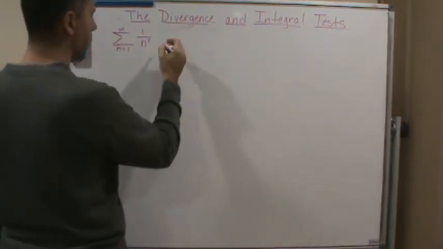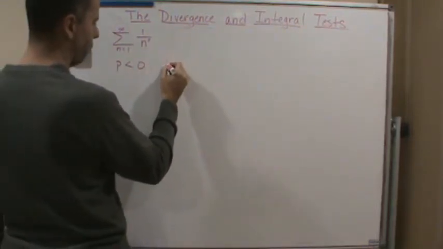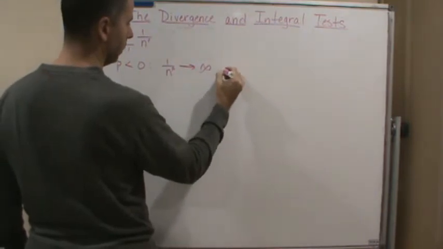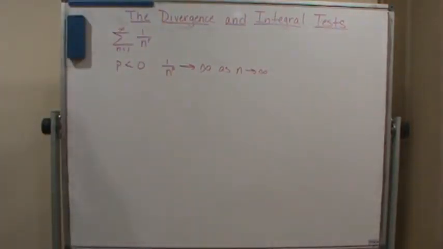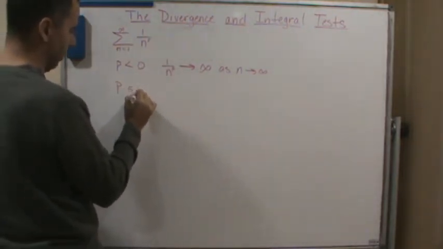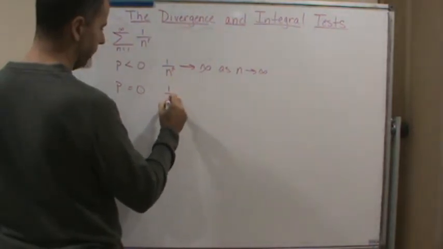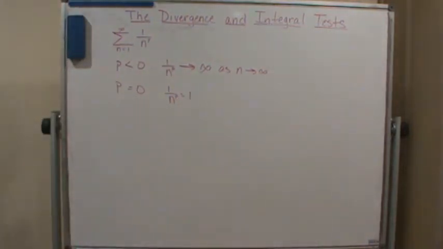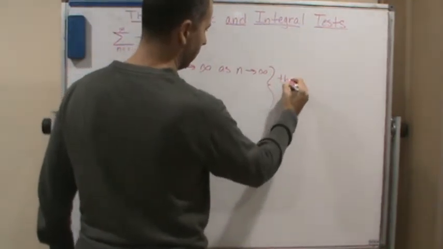Let's consider p less than 0. That means 1 over n to the p approaches infinity as n approaches infinity. Now what about if p is equal to 0? Well, if p is equal to 0, then 1 over n to the p equals 1. And in both of those cases, by the divergence test, the p-series diverges.